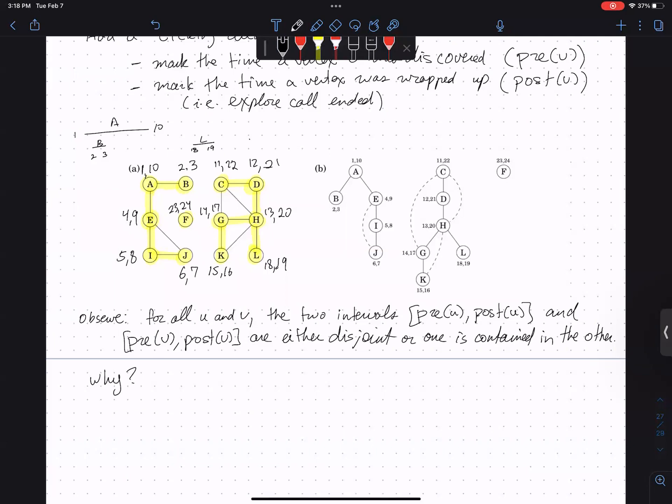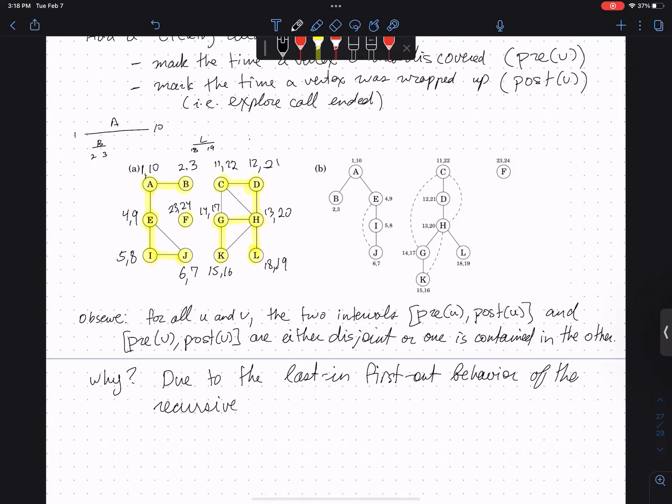The reason is basically due to the last in, first out behavior of the recursive call stack. I'll write it first and then explain it. So these intervals that we're assigning are, in some real sense, their times. Let's take E, 4, 9. This is the time that explore E's call was on the call stack, was active, that function was running.